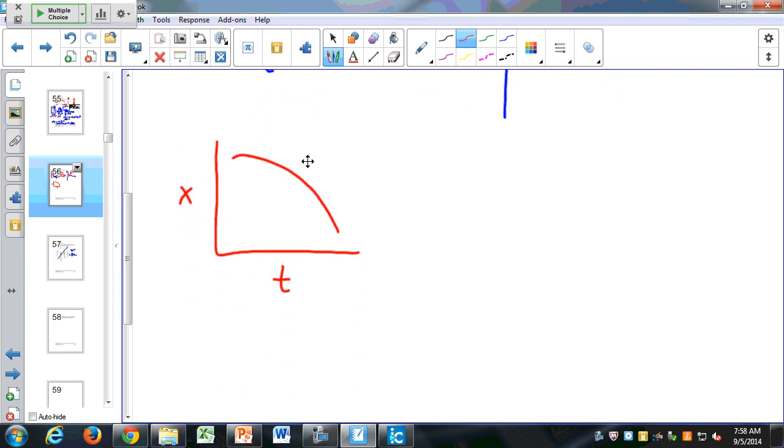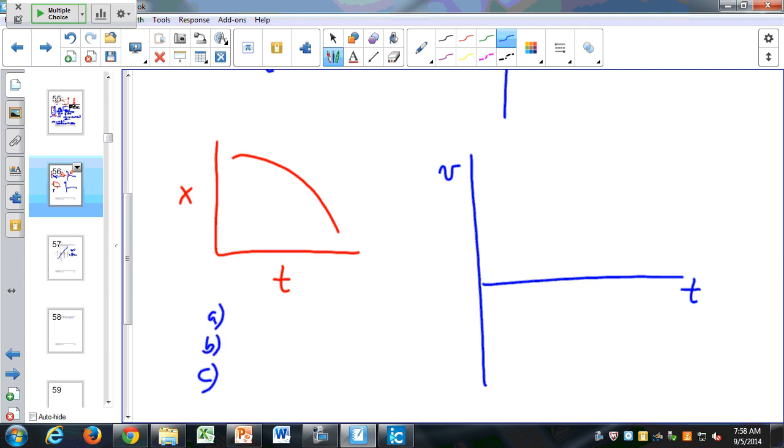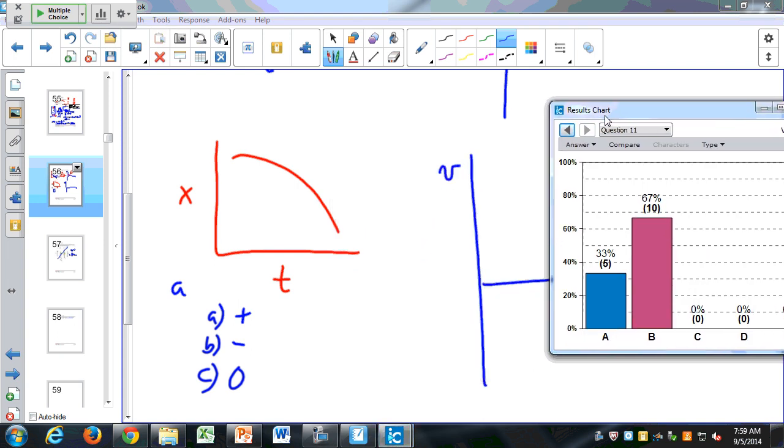All right, how about this one? I want to draw the v versus t graph for this one. Actually, first of all, is the acceleration here positive, negative, or zero? Why don't y'all click in on this. Is the acceleration positive, negative, or zero? A few more seconds. Looks like most of you put negative. That's right. Very good.